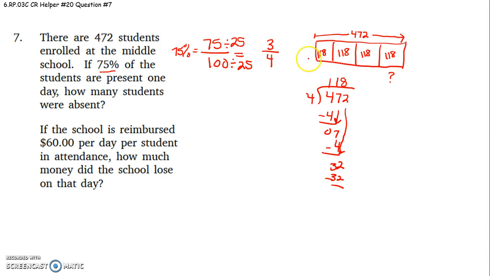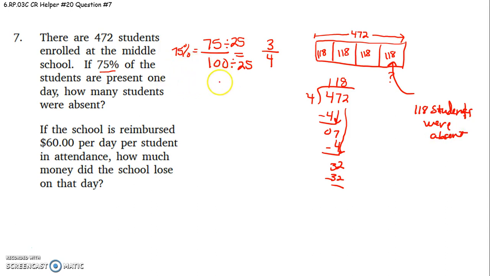So if I asked how many were present that day, I'd have to do 118 times 3. I'm asking how many were absent that day. So if 3/4 were present, 1/4 is absent. So 118 students were absent.